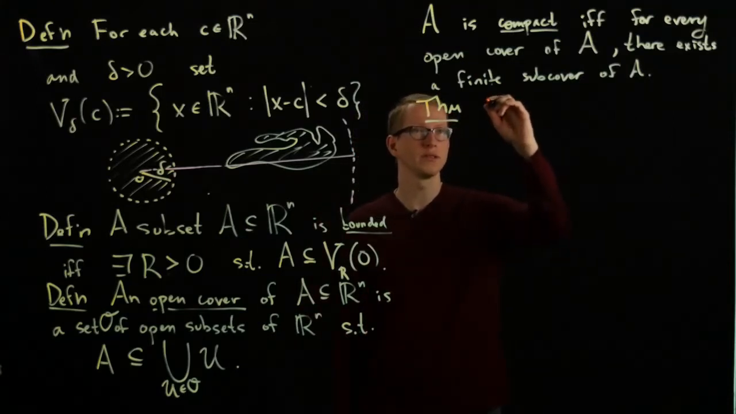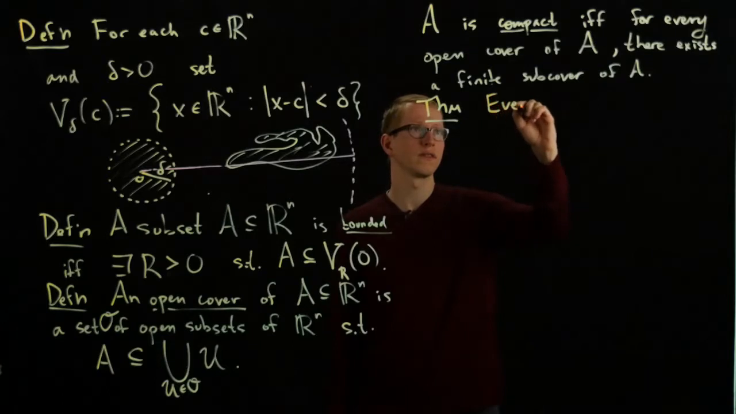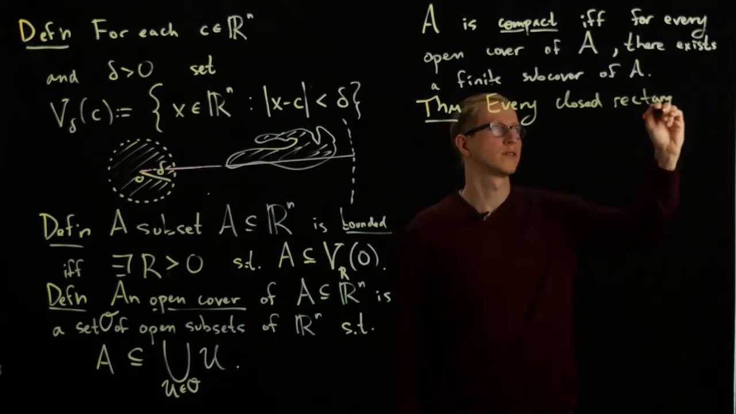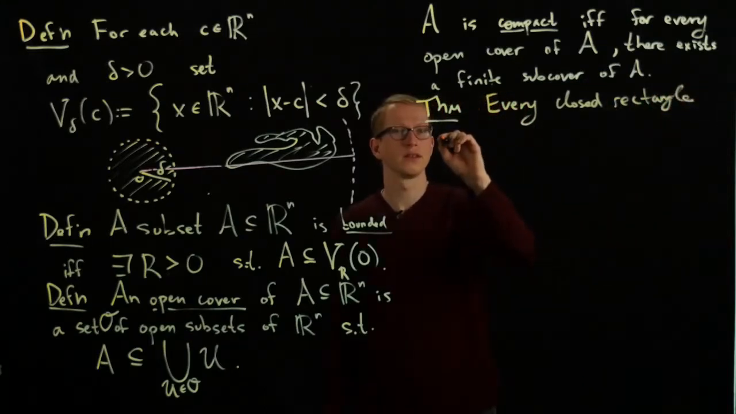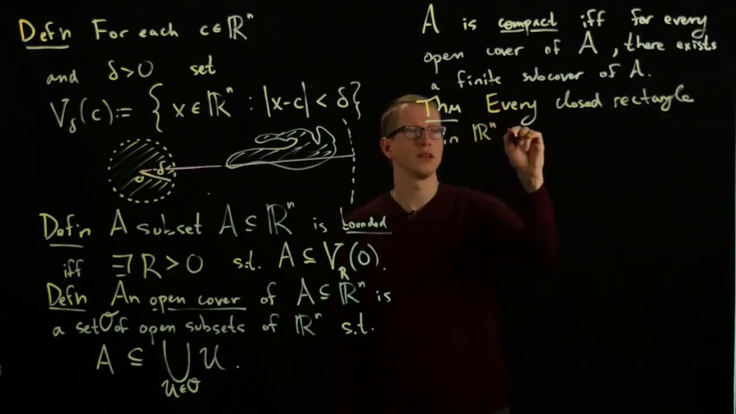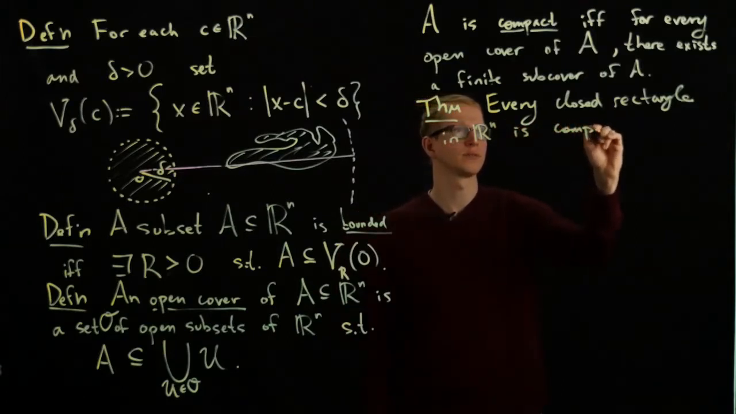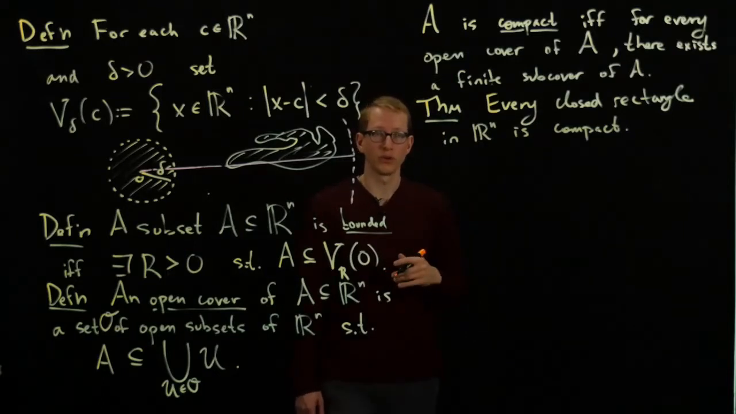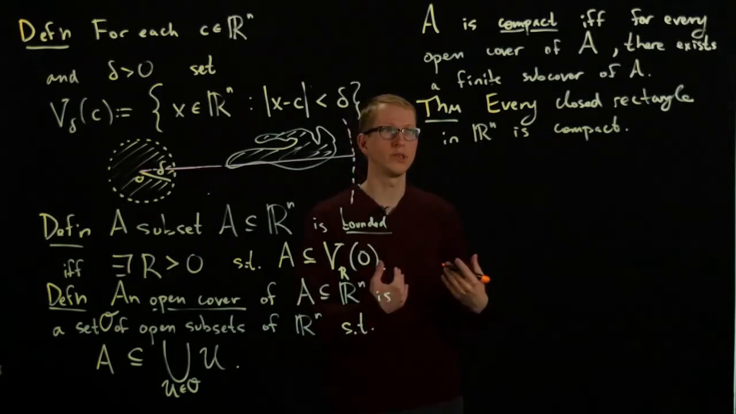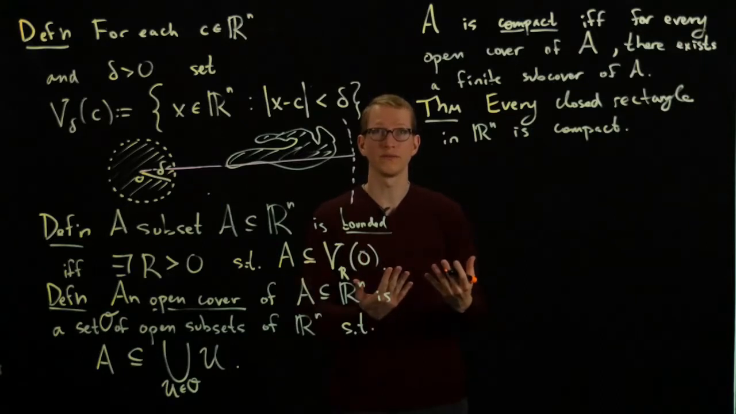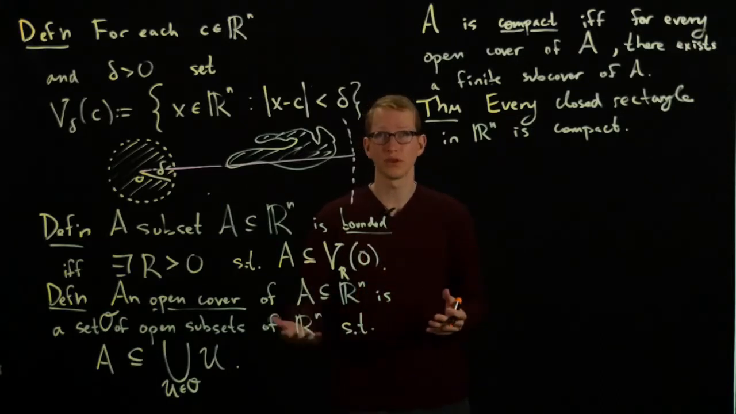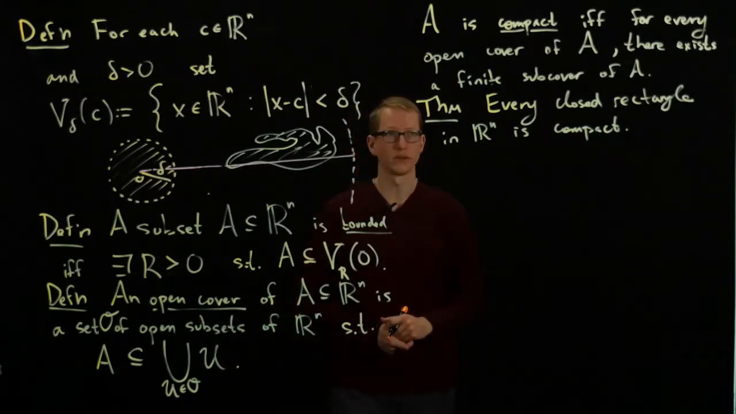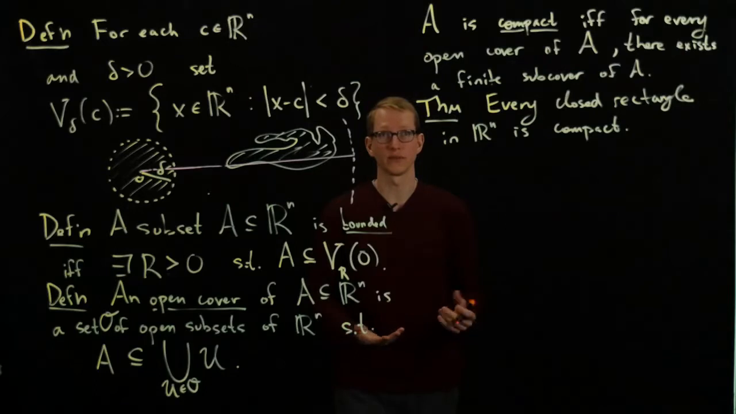So the theorem is that every closed rectangle in Rn is compact. So in order to check this, like I said, you would have to say, okay, you give me an open cover, and I will have to find the finite subcover of that. The problem is that there's an uncountable number of possibilities for open covers. And as a result, it's impossible to check every single case.